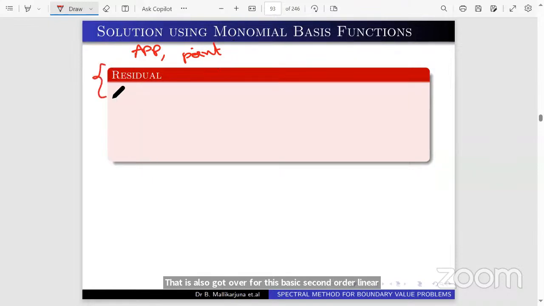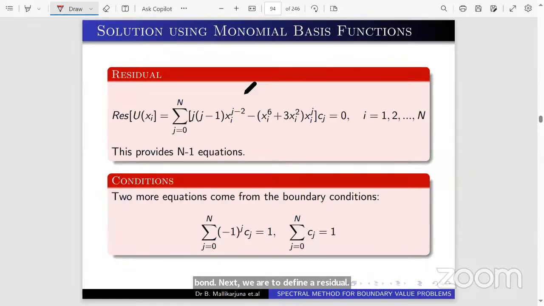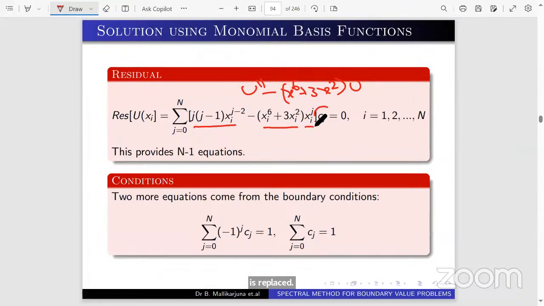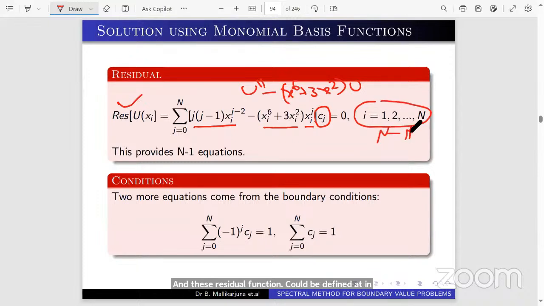Next, we have to define the residual error function. It is u double prime minus (x power 6 plus 3x square) into u. That is why u double prime is replaced by this expression, the same, and u with constants. And this residual function could be defined at the in-between points, not from 1 to n, it is from 1 to n minus 1. That is why this gives n minus 1 equations.